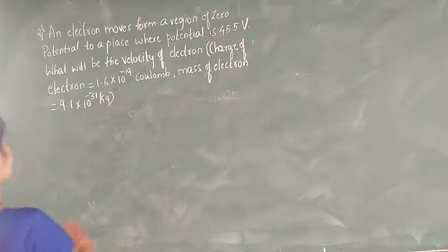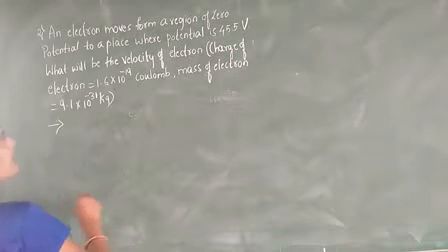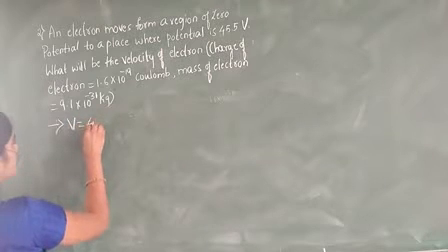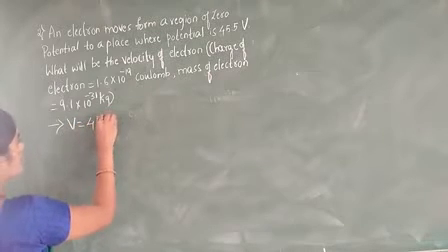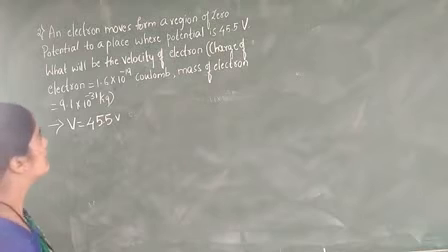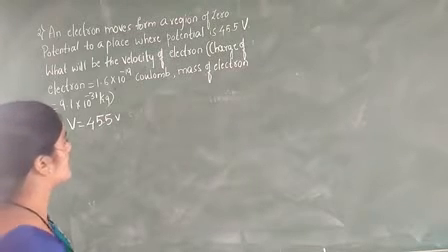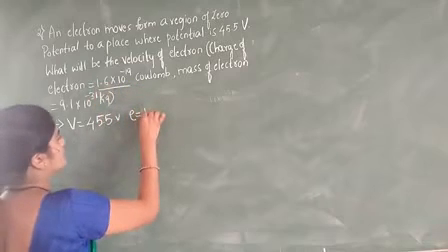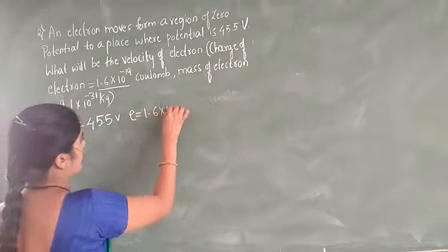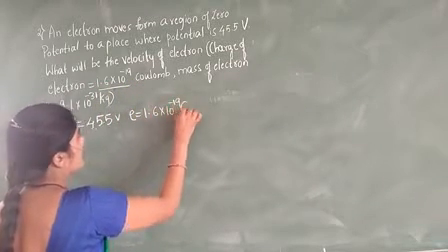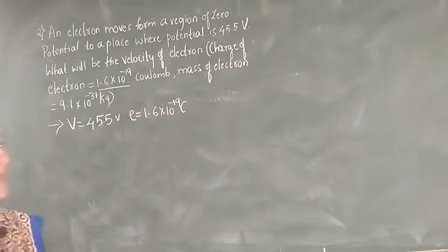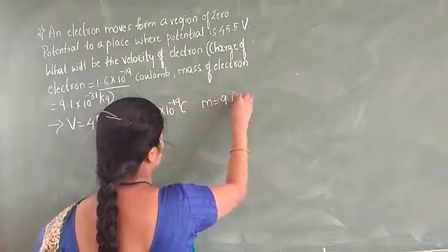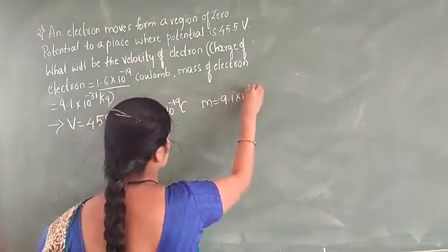Now first write the given terms. Let us consider the potential V is equal to 45.5 volt. Next they have given the charge of the electron e is equal to 1.6 into 10 raised to minus 19 coulomb. And the mass of an electron m is equal to 9.1 into 10 raised to minus 31.